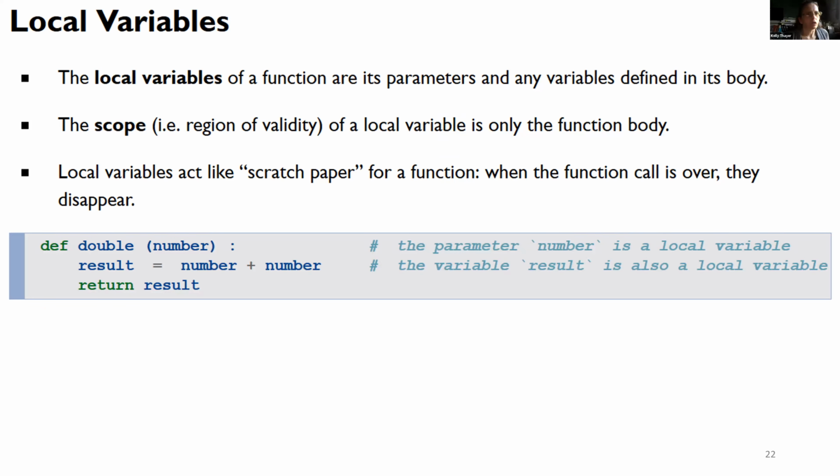That brings us to the concept of the local versus the global variables. The local variables of a function are its parameters and any variables defined inside of that function. The region of validity, or the scope, of that variable will be inside the function. Local variables act like scratch paper for a function. When the function call is over, they disappear.